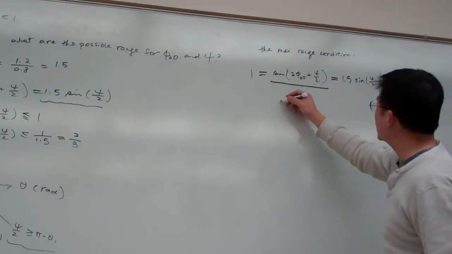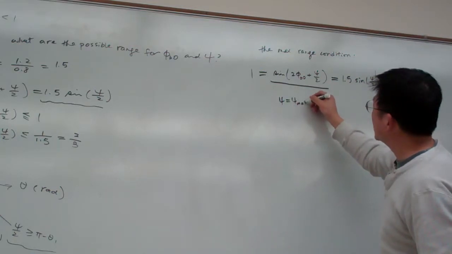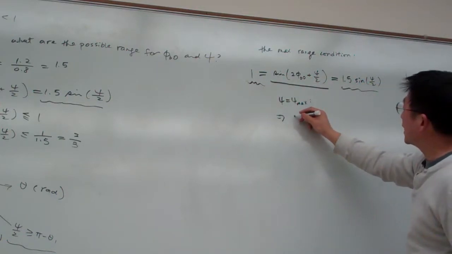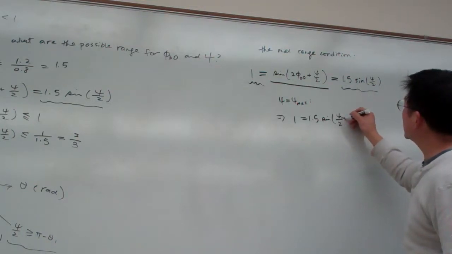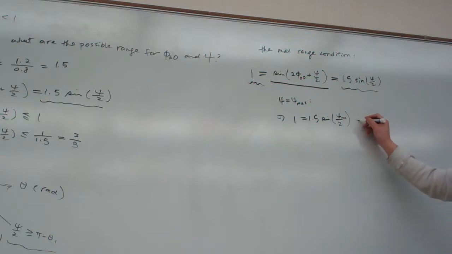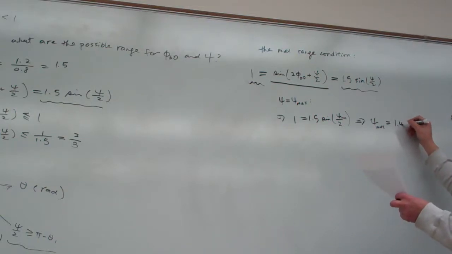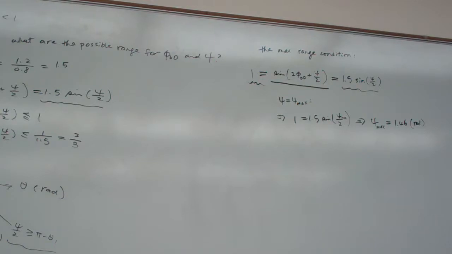So under these situations, corresponding to that one is when phi equals phi maximum. Using the two forms, that means 1 equals 1.5 times sine phi over 2, and that situation is when the value of psi equals maximum. So from here we can see the psi maximum we can take as 1.46 radian. Okay, so in these situations, for the maximum, we are thinking in this range.